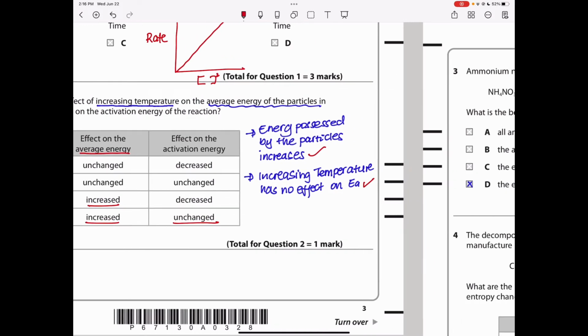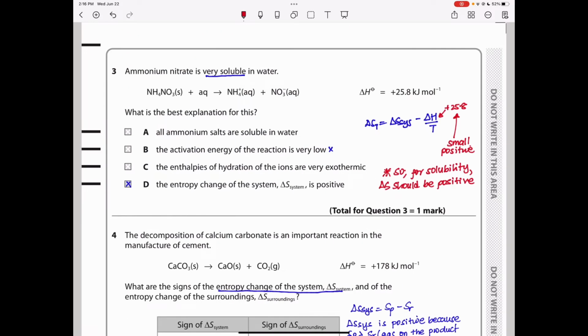So let's go to question 3. Question 3 says, ammonium nitrate is very soluble in water. So here they've given us ammonium nitrate, and this is the equation for its solubility. When you combine it with water, we get the ammonium ions, as you can see here, and the nitrate anions.